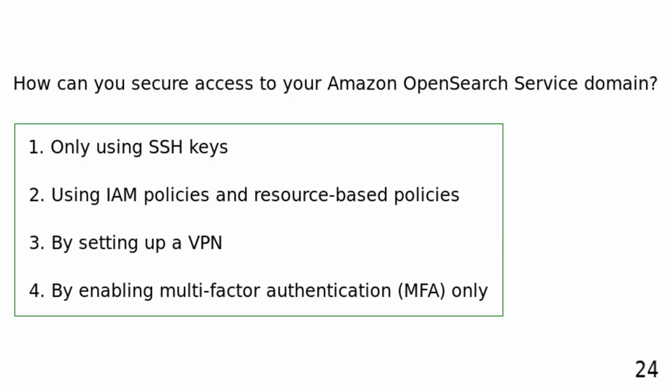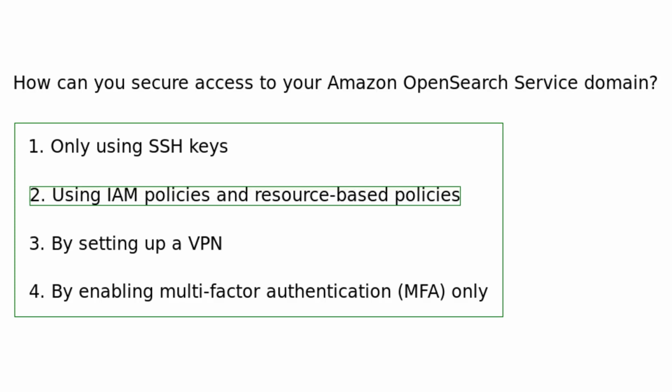How can you secure access to your Amazon OpenSearch Service domain? Only using SSH keys. Using IAM policies and resource-based policies. By setting up a VPN. By enabling multi-factor authentication only. You can secure access to your domain using IAM policies and resource-based policies.